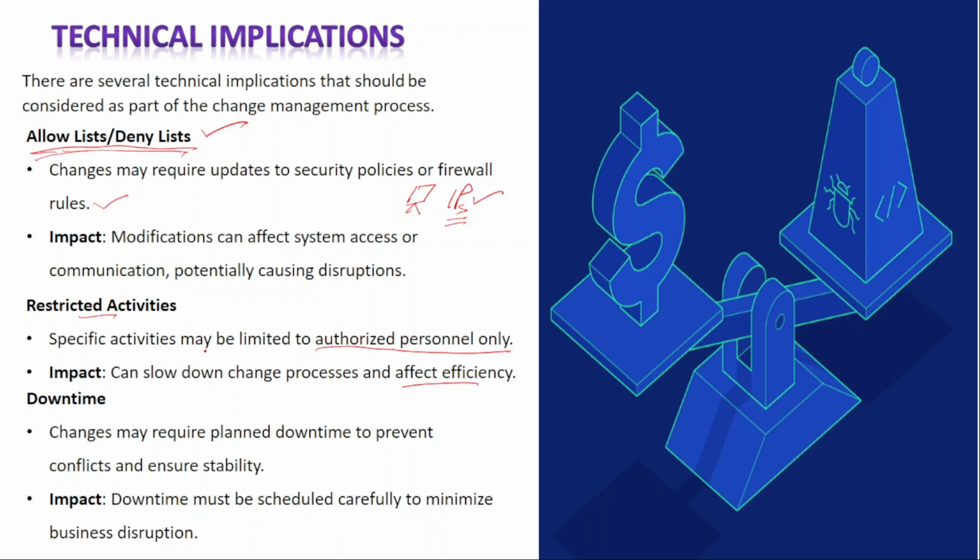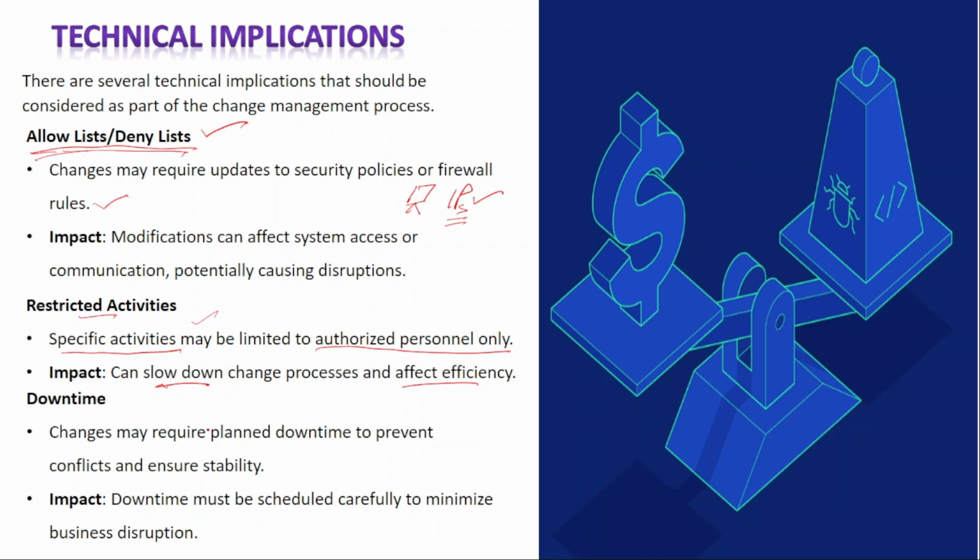What does this mean? That there may be some activities or applications that are accessed or operated by specific individuals, and this can have an impact on the change management process, because if those individuals are unavailable or busy in some other activity, the overall process may slow down. So this must be taken into account.